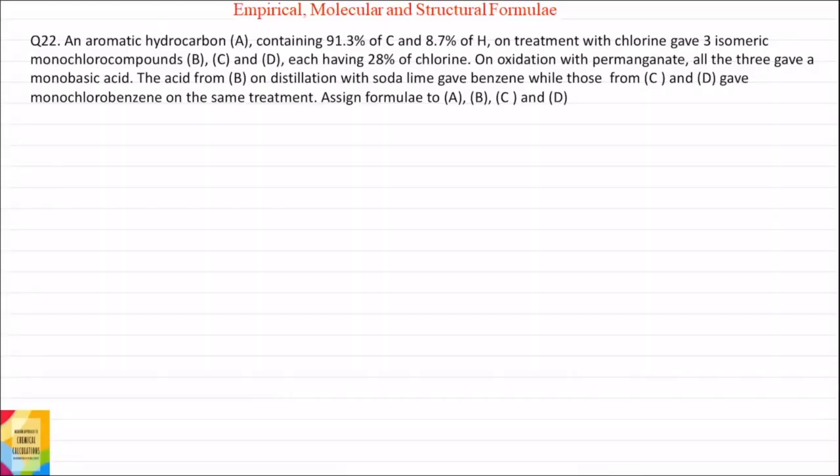Question 22. An aromatic hydrocarbon A containing 91.3% of carbon and 8.7% of hydrogen on treatment with chlorine gave three isomeric monochloro compounds B, C and D, each having 28% of chlorine. On oxidation with permanganate, all the three gave a monobasic acid. The acid from B on distillation with soda lime gave benzene, while those from C and D gave monochlorobenzene on the same treatment. Assign formula to A, B, C and D.